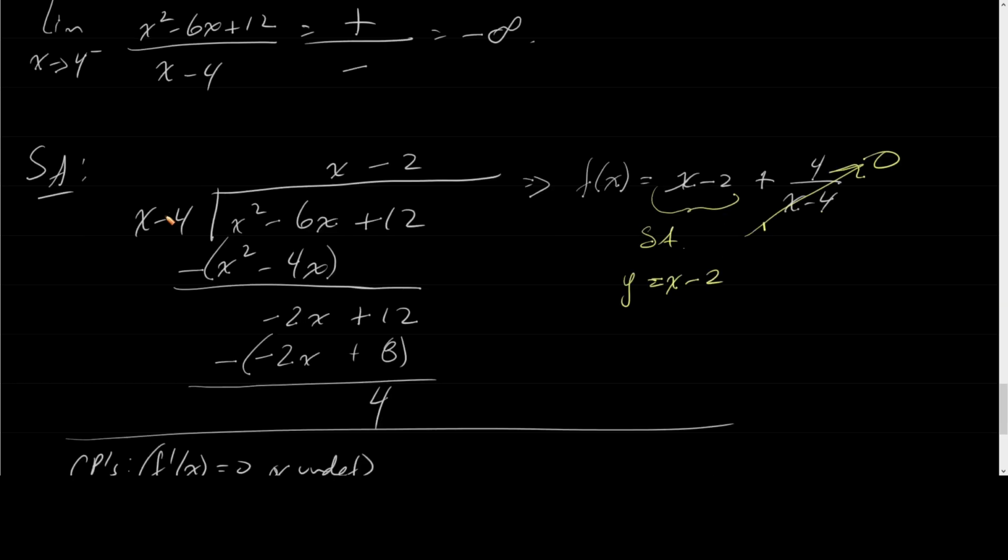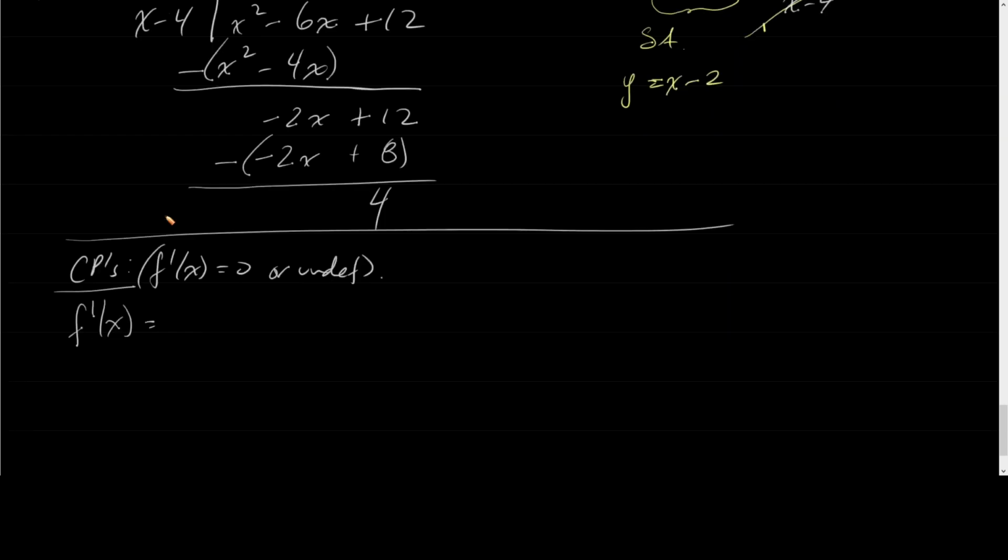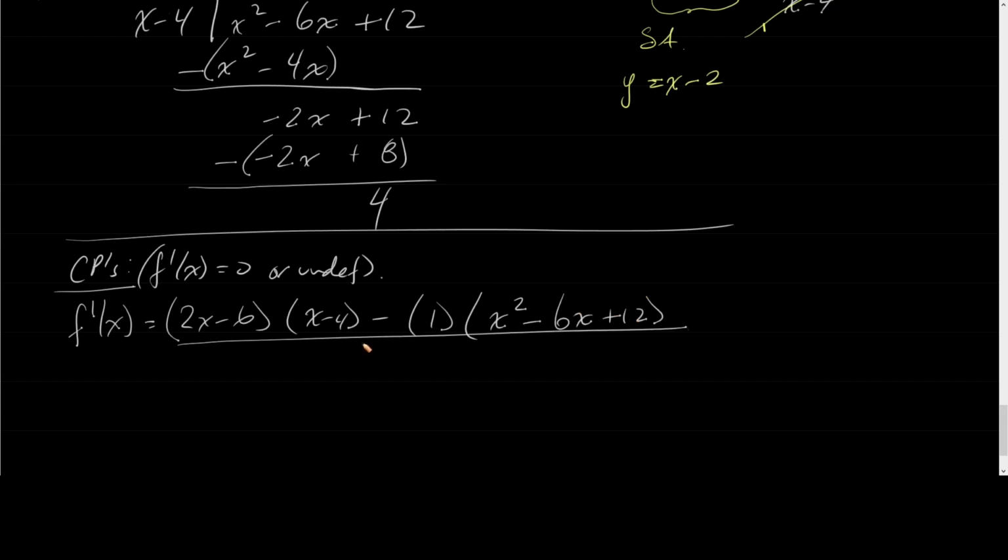So the derivative of the top, the derivative of x squared minus 6x plus 12, is 2x minus 6 times the bottom, and the bottom was x minus 4, minus the derivative of the bottom, the derivative of x minus 4 is just 1, times the top, which again was x squared minus 6x plus 12. There you go. All over the bottom squared.